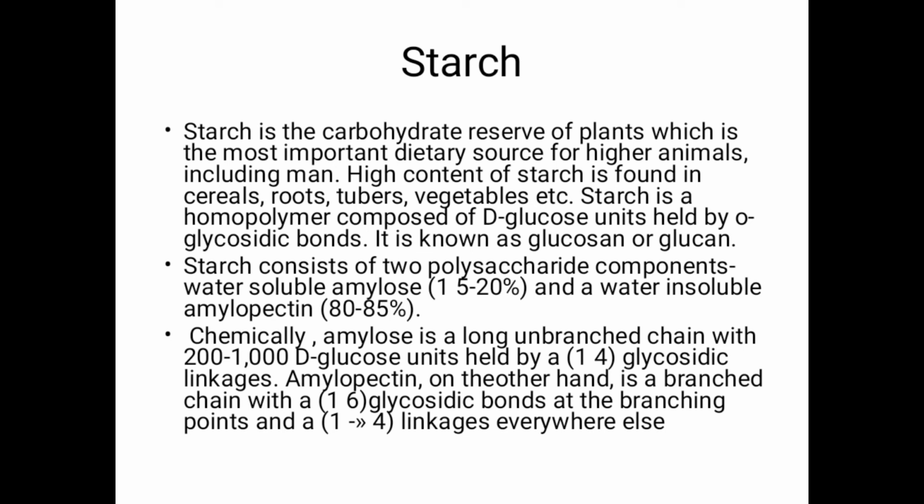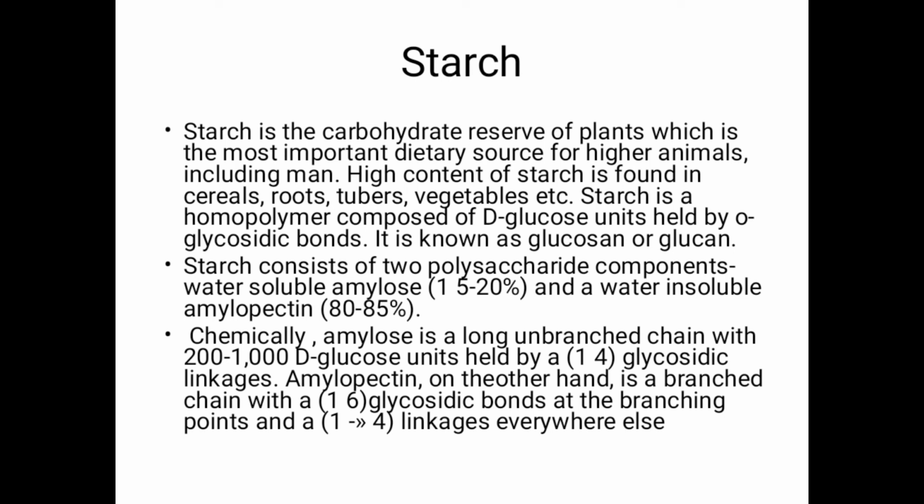If you see the examples of polysaccharides, the first one is starch. We are very much familiar with starch. It is a storage polysaccharide of higher plants consisting of two components, one is amylose and the second is amylopectin, which are present in varying amounts. Starch is the carbohydrate reserve of plants, which is the most important dietary source for higher animals, including man. A high content of starch is found in cereals, roots, tubers, vegetables, etc.